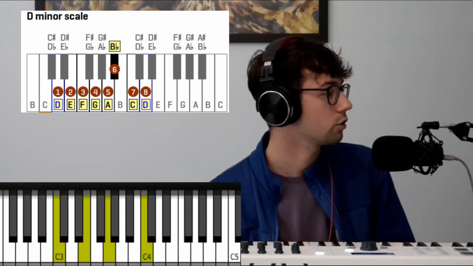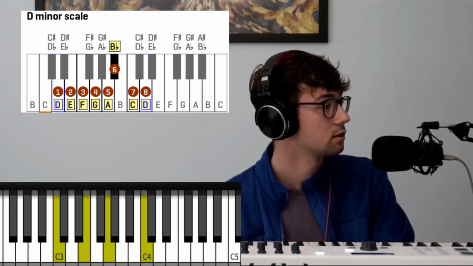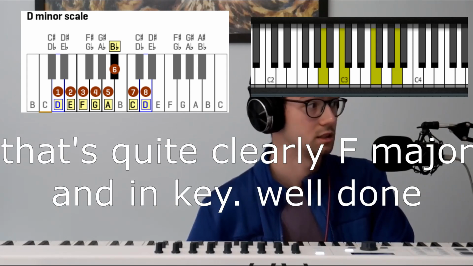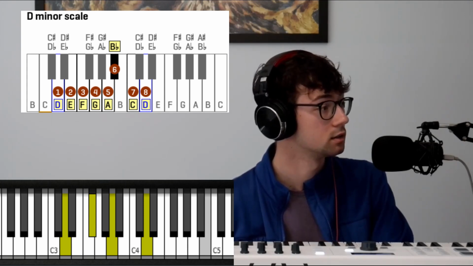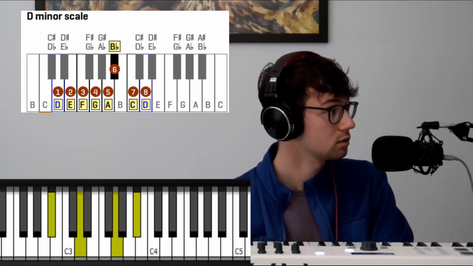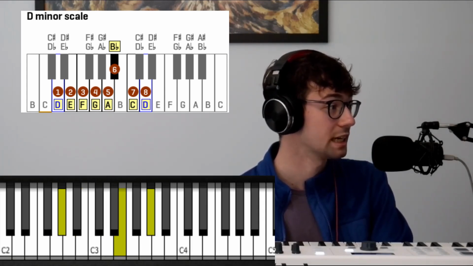Okay, so this here is a really good example of this. We have our chords here. We have C major here, that's in key. And then we have G major, that's not in key. D major, definitely not in the key of D minor. And then we have G minor, which is in key. E major, which is not in key.